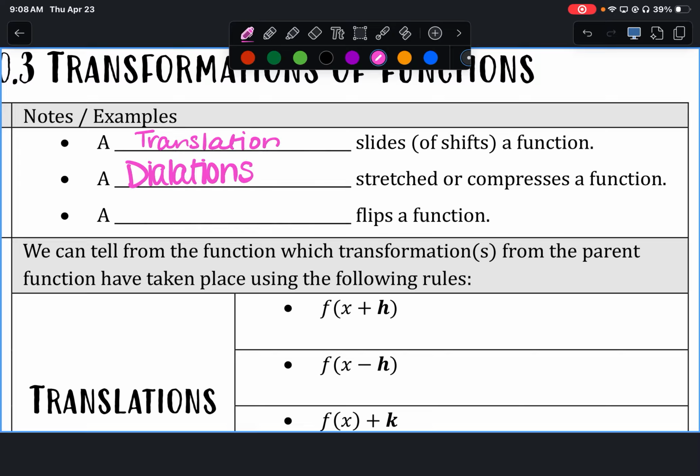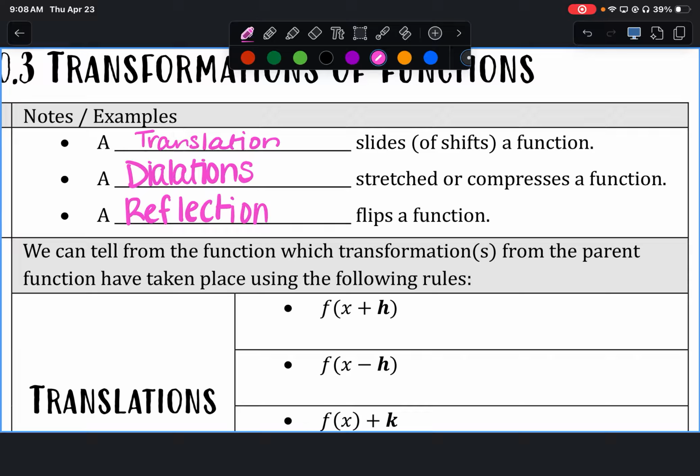And then we also have a reflection, which all a reflection does is flip the graph. We've been specifically talking about a reflection across the x-axis. So that is a vertical reflection. We can also have reflections across the y-axis and things like that, but that's not really something we've been looking at because a lot of our graphs have been symmetric, so it doesn't affect anything.